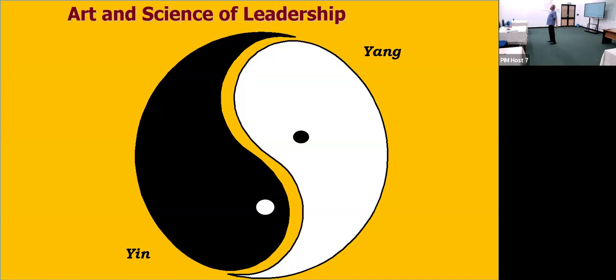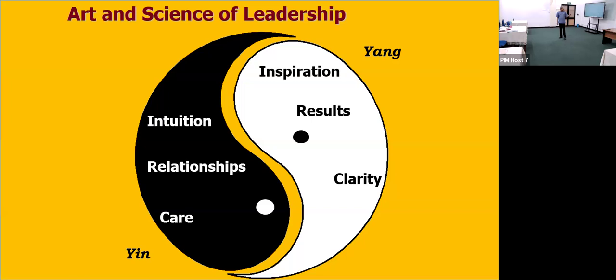So I use this to talk about the art and science of leadership. Science is open, transparent, predictable. Art is deep and intuitive. So these are the Yang aspects of leadership: inspiration, results, clarity. And the Yin aspects: intuition, relationships, care. Some authors call this the feminine side and this the masculine side. I don't know, some interpretation. Intuition versus inspiration, relationship versus results, care versus clarity.